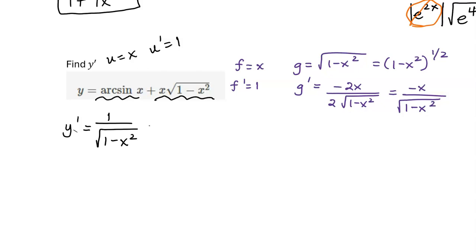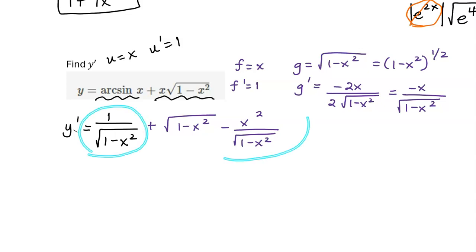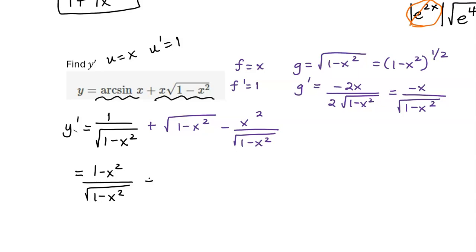So now I'll go back here and fill out f prime multiplied by g added to g prime multiplied by f. g prime is negative, so this will be a minus sign in here. The first term and the last term do have a common denominator, and so I can combine them into 1 minus x squared divided by the square root of 1 minus x squared.